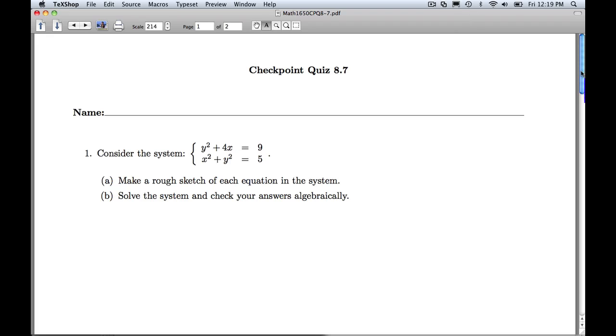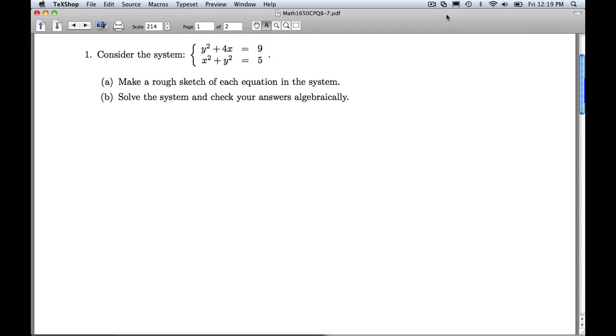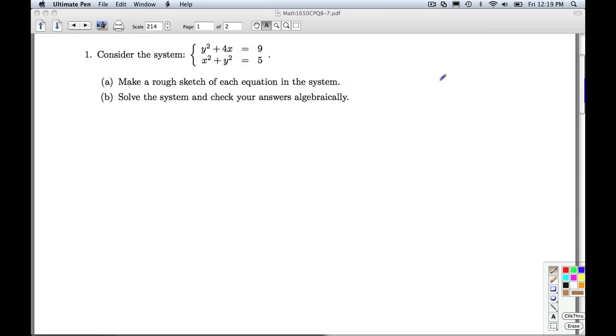Hi folks, this is Checkpoint Quiz 8.7. We're presented with a system of nonlinear equations, and in Part A we're asked to make a rough sketch of the system, ostensibly to help us figure out how many solutions to look for and where they could be located.